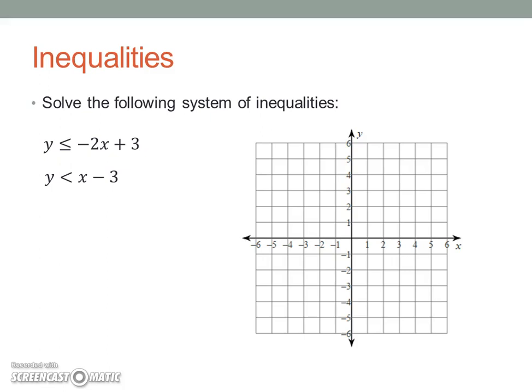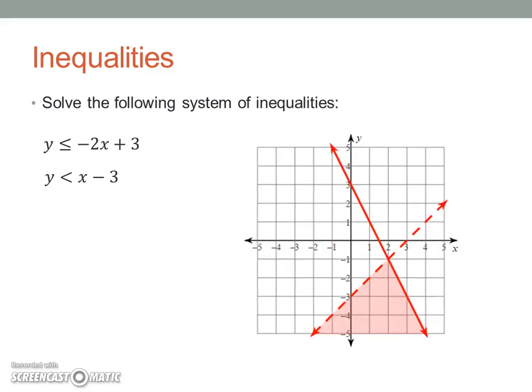Okay, so here are the inequalities. We have y is less than or equal to negative 2x plus 3 and y is less than x minus 3. The top equation, we start at 3 on the y-axis and we go down 2 and right 1, so on and so forth, and we're going to shade below. On y is less than x minus 3, we're going to start at negative 3 on the y-axis, and then we're going to go up 1 and right 1. And then we're going to shade below as well. And what you find is that the double shaded area is at the very bottom center of the graph.